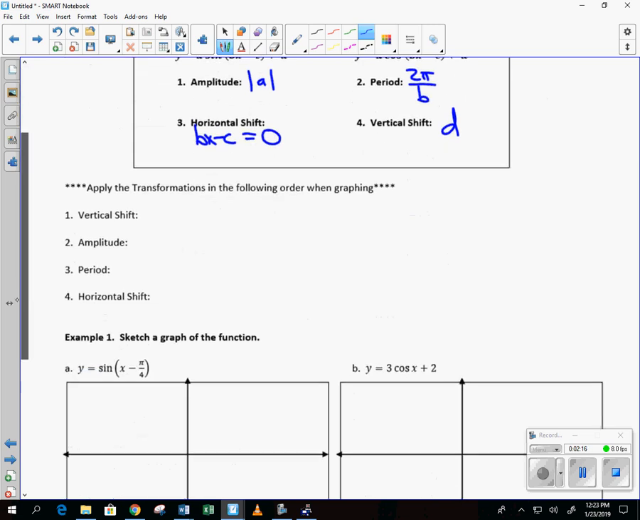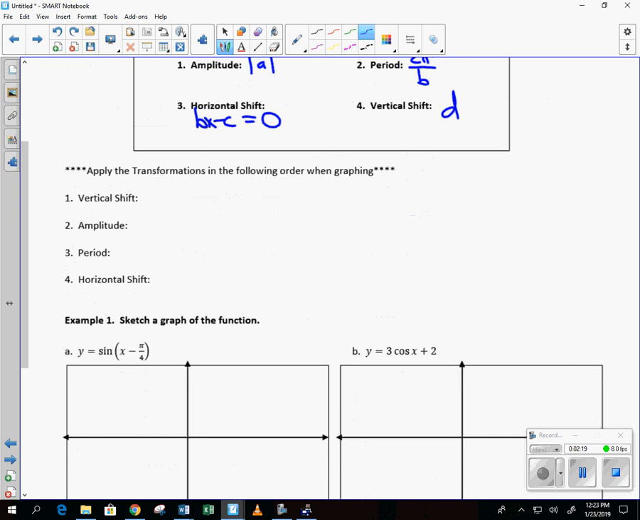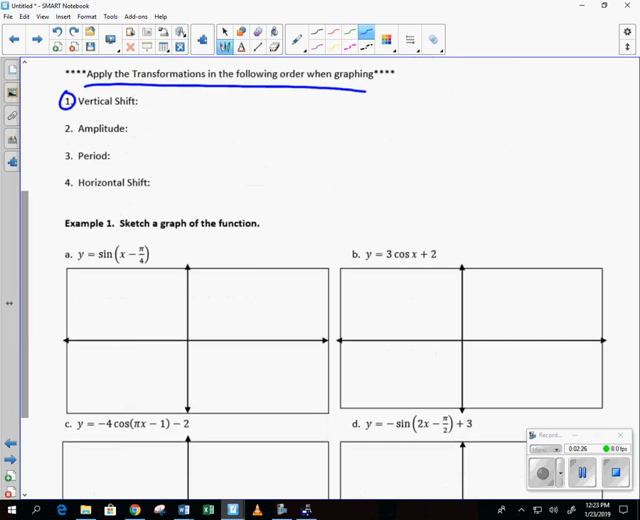Now, what order do we examine these things in? I will tell you that you should apply the transformations in the following order when graphing. Number 1, start with the vertical shift. I'll look at the graph right here. We're going to start with the example B, and then we'll move back to A. But can anybody tell me what the vertical shift is? It is 2. Very good. So you move the x-axis d units, and that's going to be the axis of rotation. So I'm going to move it 2 units.